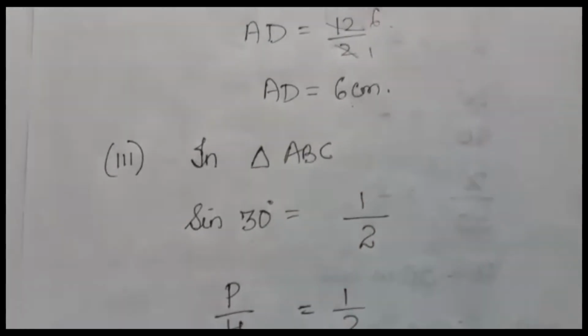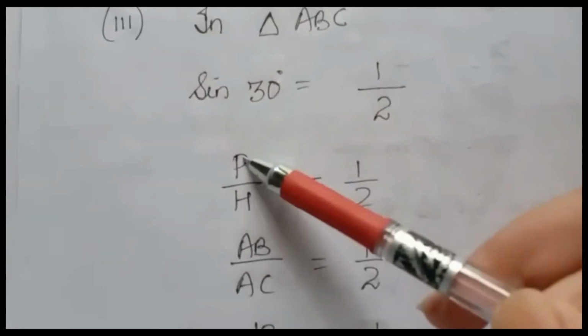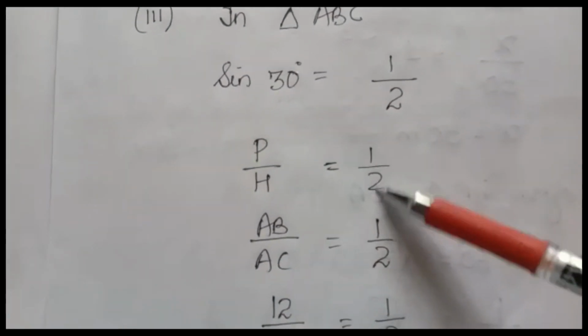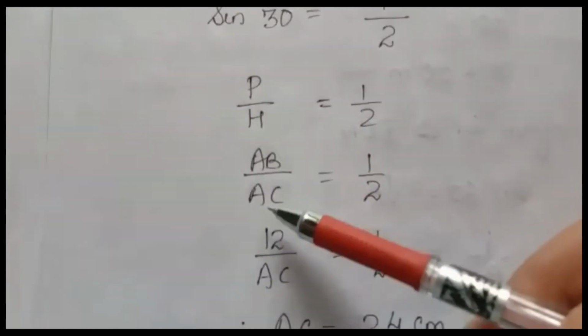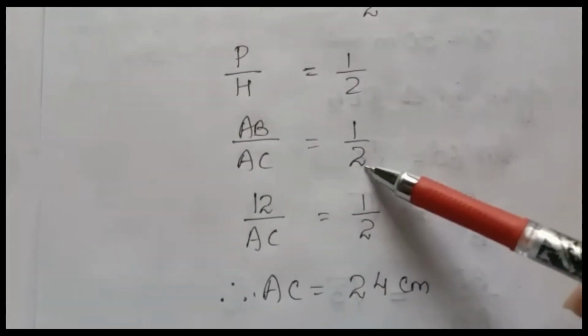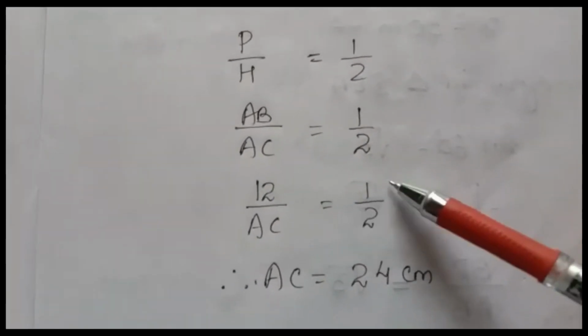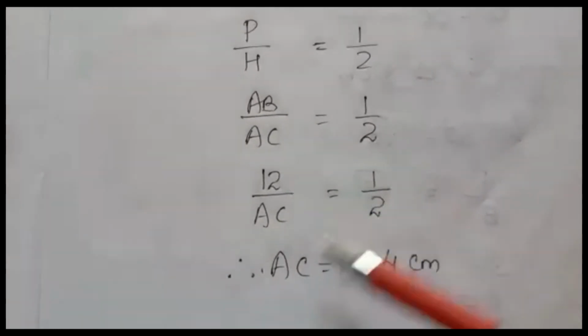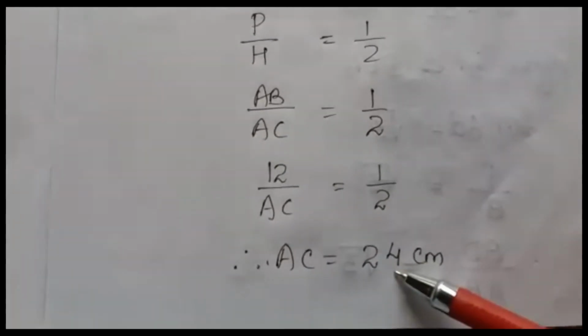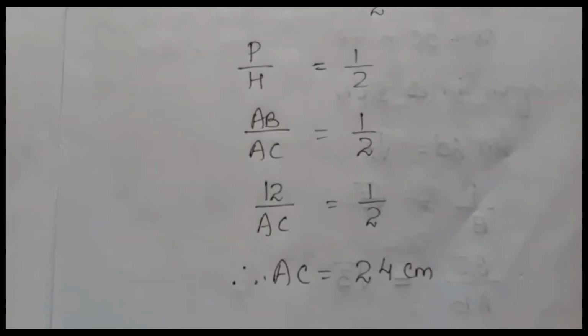So sine 30 degree, and the value of sine 30 degree is half. So sine theta is equal to 1 by 2. Perpendicular is AB, hypotenuse is AC, is equal to 1 by 2. So 12 by AC is equal to 1 by 2. AC into 1, AC is equal to 12 twos are 24. 24 centimeter is the value of AC.